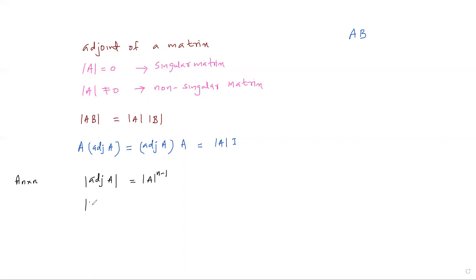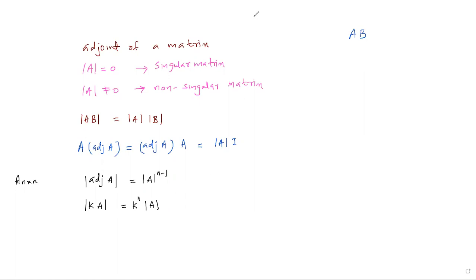Similarly, determinant of K into A. So this we have seen earlier. K is a scalar. When you multiply a matrix with a scalar and then find the determinant, the determinant of the new matrix is K to the power n into the determinant of the original matrix. These are two important properties. Many properties of determinants are there. That is not in your syllabus this year, but these two are important properties. This is in your syllabus. Okay.